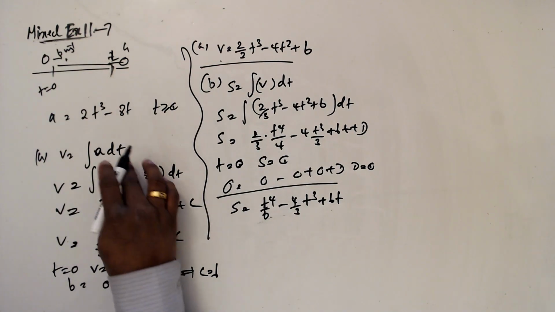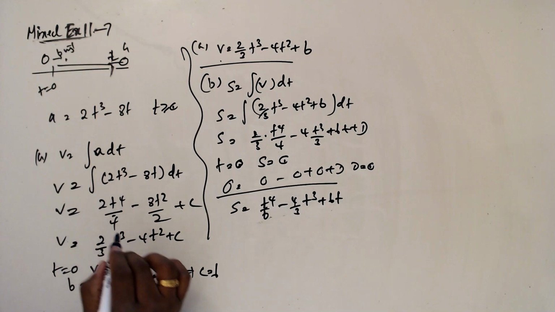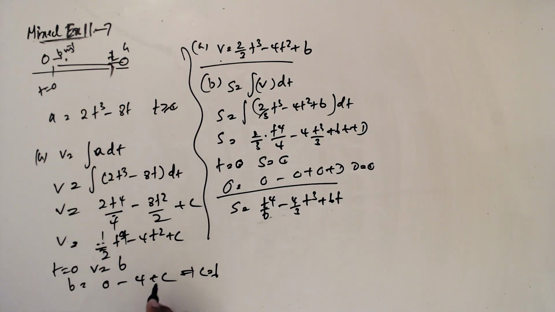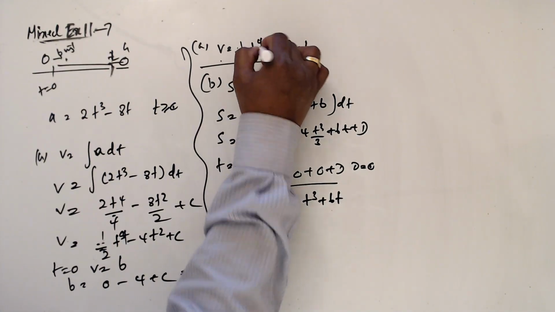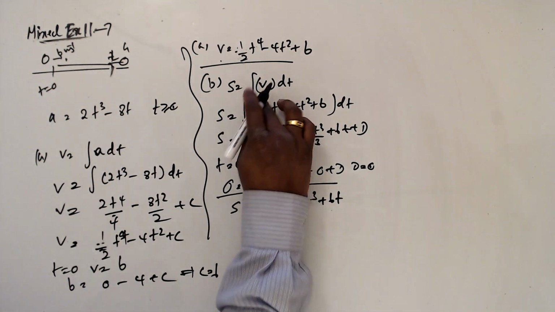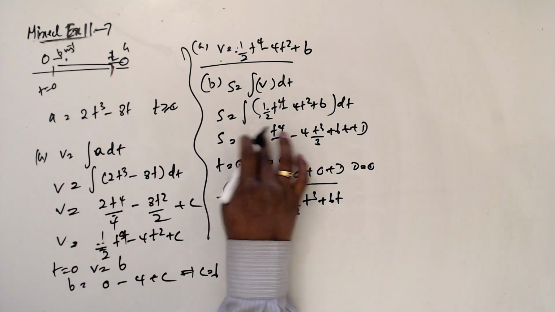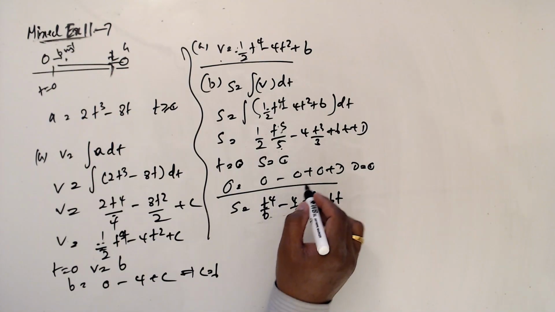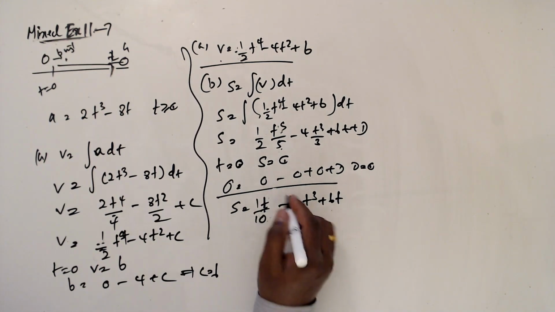Quick correction, this is going to be t cube, so this is going to be t4 over 4. So this is going to be 2 over 4, which is half t4. Then this is half t5 over 5. Then this is going to be 1 over 10 t5.